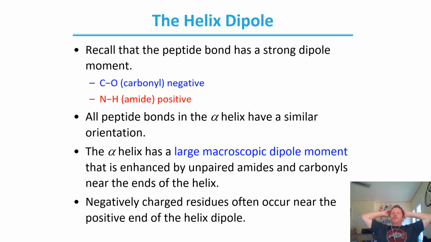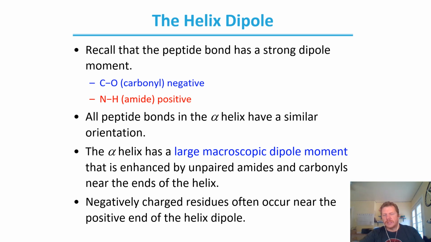Now, the helical dipole. What's important to know about this is that the peptide bond has a very strong dipole moment. The carbonyl group is going to be negatively charged and the amide is going to be positively charged. All peptide bonds in the alpha helix have a similar orientation to one another. The alpha helix has a large macroscopic dipole moment that is enhanced by unpaired amides and carbonyls near the ends of the helices. So negatively charged residues often occur near the positive end of the helix dipole.